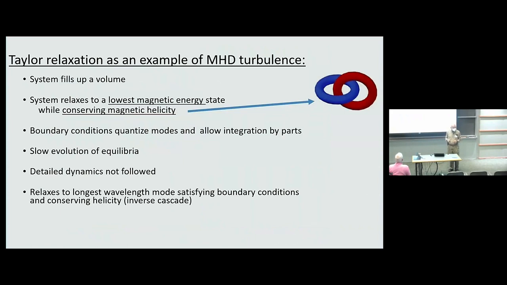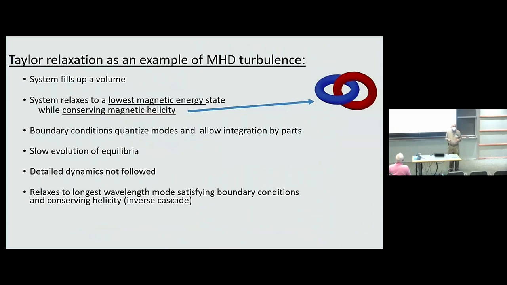This is Brian Taylor, also in England, who was trying to explain how a fusion device worked, but it was also a turbulence argument. So the idea was that the plasma would fill up a volume and the system would relax to a lowest magnetic energy state subject to conserving magnetic helicity, which is the linkage of magnetic flux tubes with each other. And you had to impose boundary conditions in order to quantize the modes associated with this. The detailed argument required an integration by parts, and you had to have a boundary to work with there.